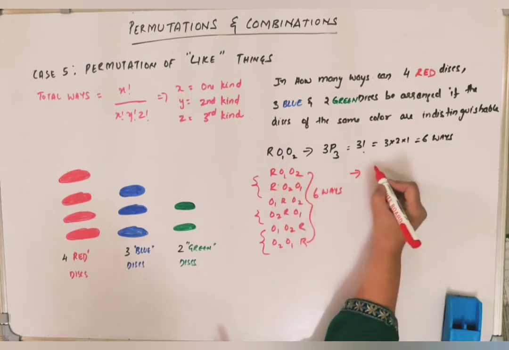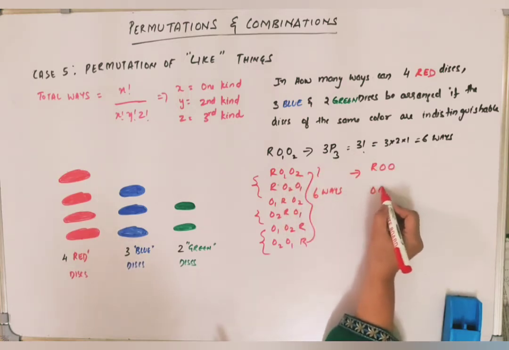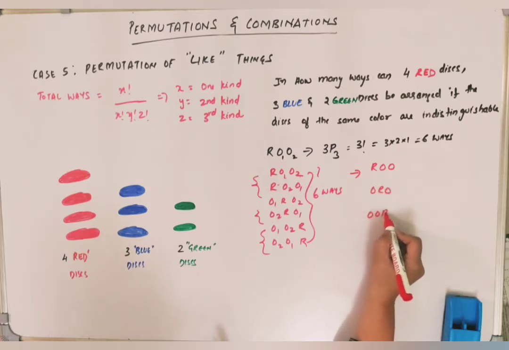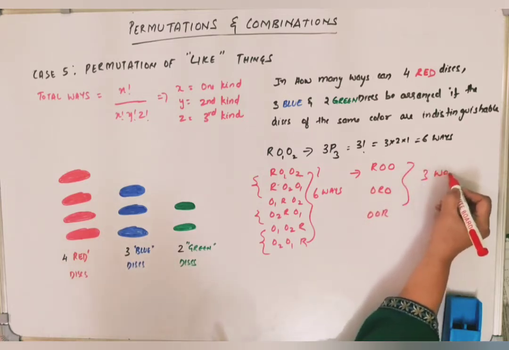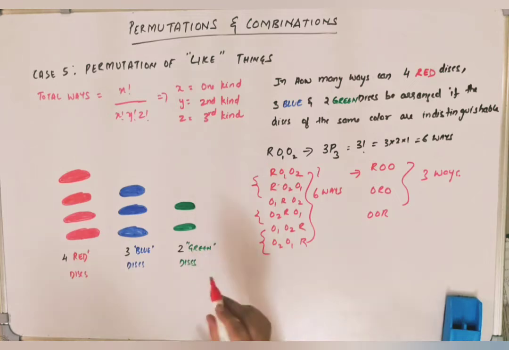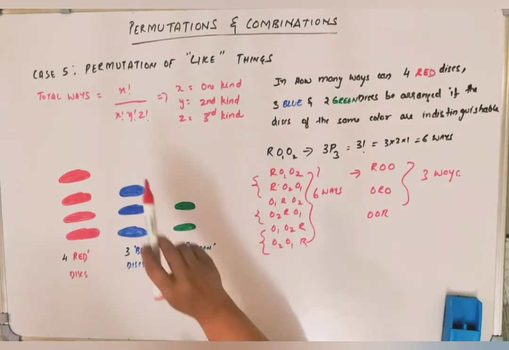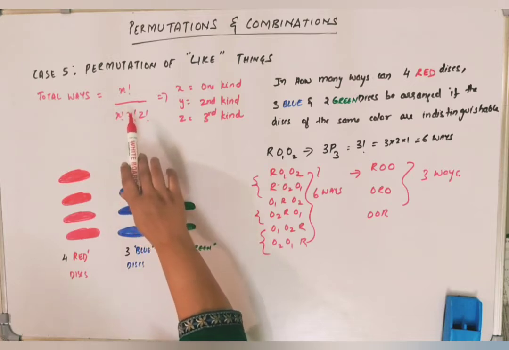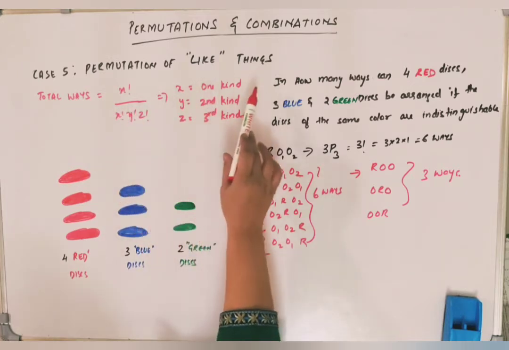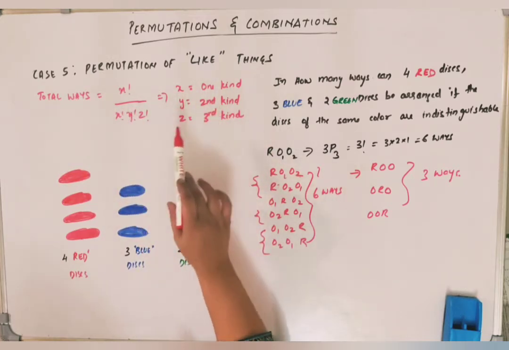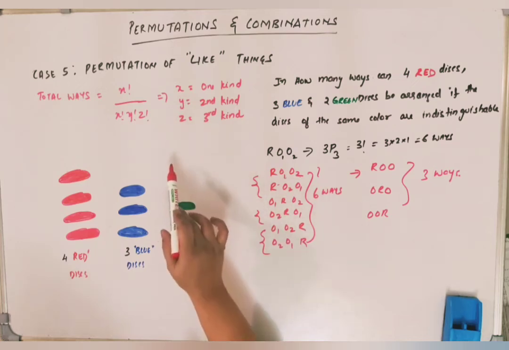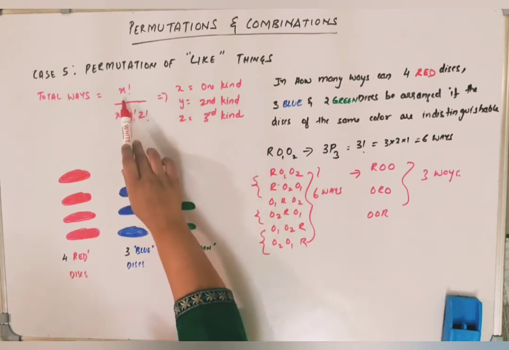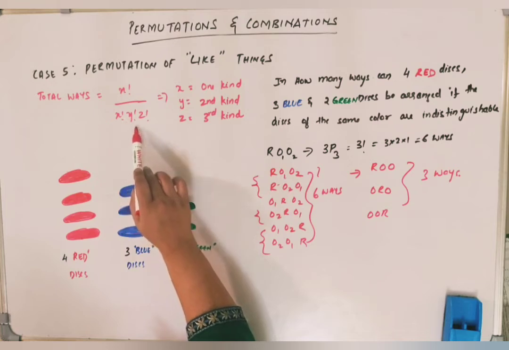If I remove the duplicates, in this list I get ROO, in this list I get ORO, in this I get OOR. Actually there are only 3 ways. So now what does this permutation of like things state? It tells the total number of ways that you can arrange objects when there are like objects, that is objects of similar kind or objects of repeated kinds. In that case it is n factorial by x factorial, y factorial, z factorial.